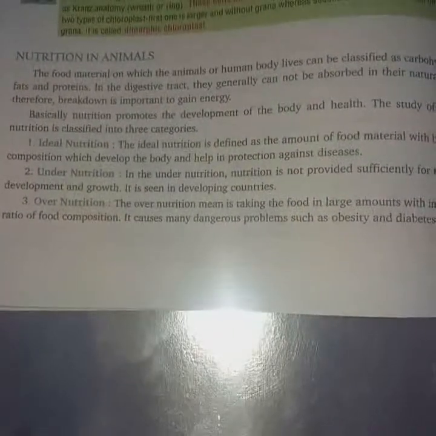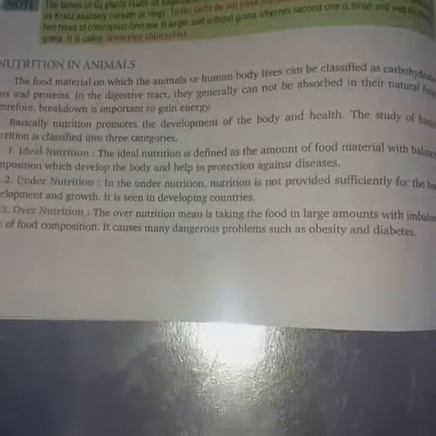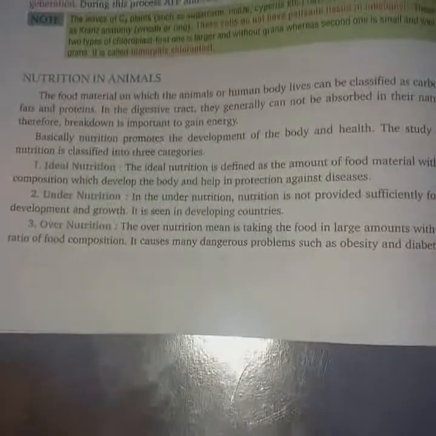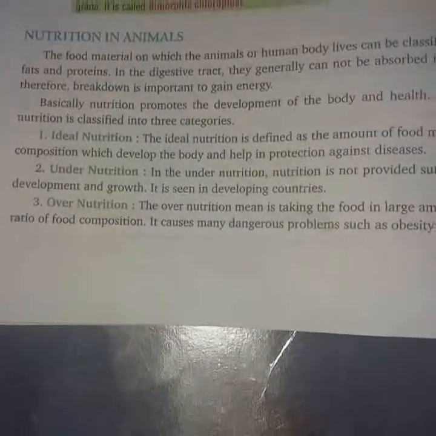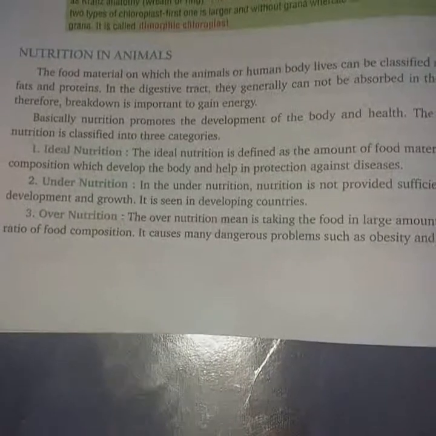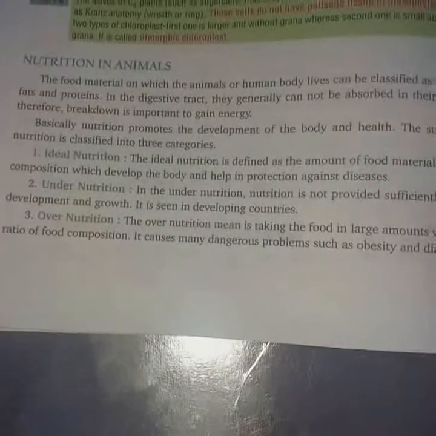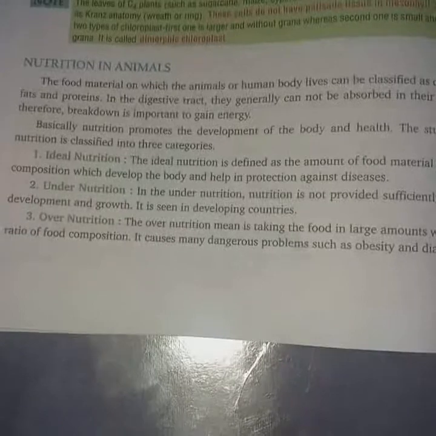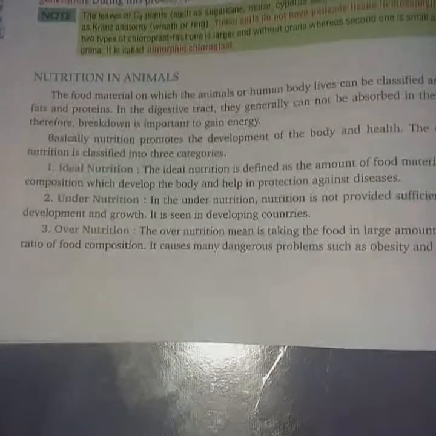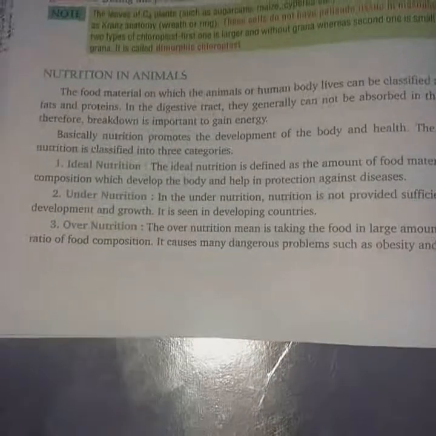Basically, nutrition promotes the development of the body and health. The study of human nutrition is classified into three categories. First is ideal nutrition. Ideal nutrition is defined as an amount of food materials with balanced composition which develops the body and helps in protection against disease. You all know that ideal nutrition is good nutrition and it helps protection against diseases.